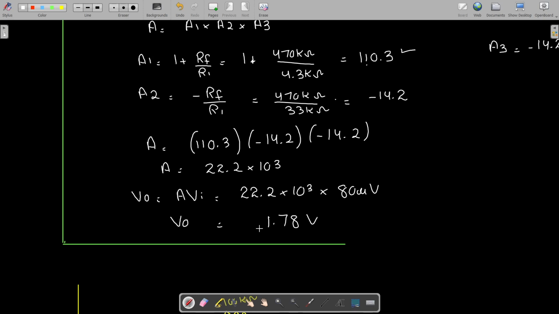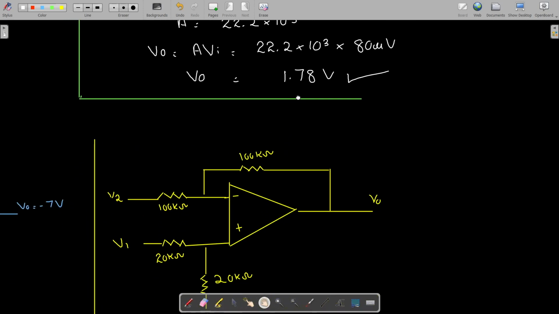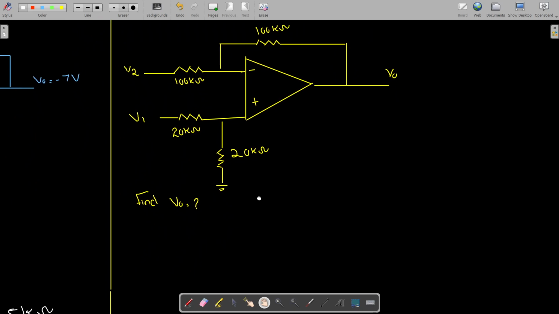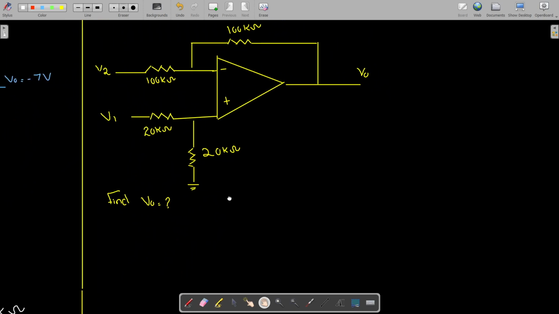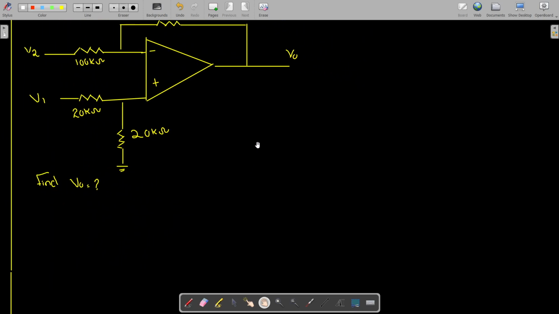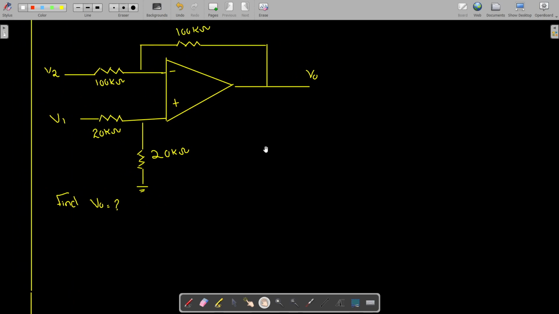This is your V0, which comes out to be 1.78 volt. Okay, let us do one another problem. This is your circuit for the subtractor. So to solve this circuit, I am going to use the superposition theorem. I am going to say that V0 is equal to VO1 plus VO2.